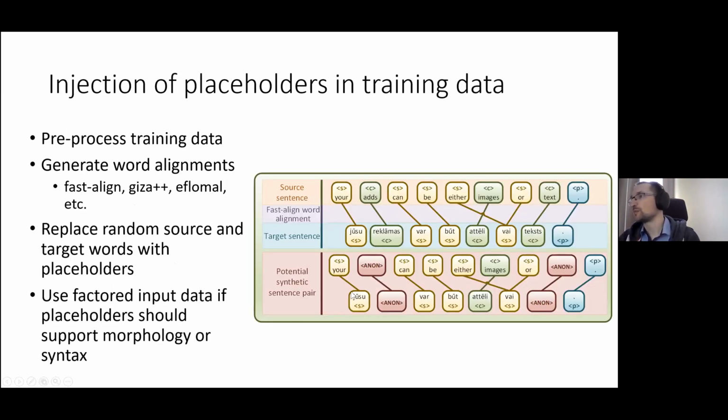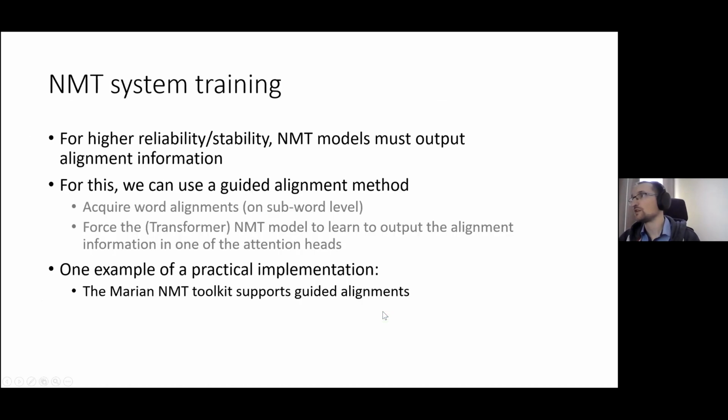So once we have prepared such training data, we train a system for higher reliability or stability. The NMT model needs to learn to output also alignment information. So when translating, we need to know which word translates into which other word so that we can link the source anonymized placeholder with the target language's anonymized placeholder.